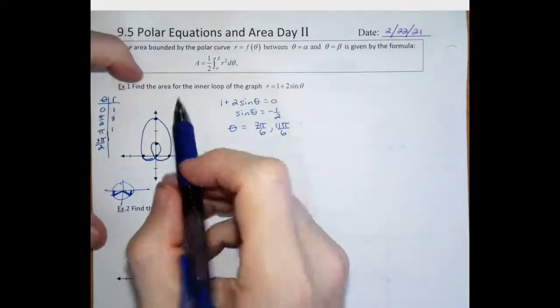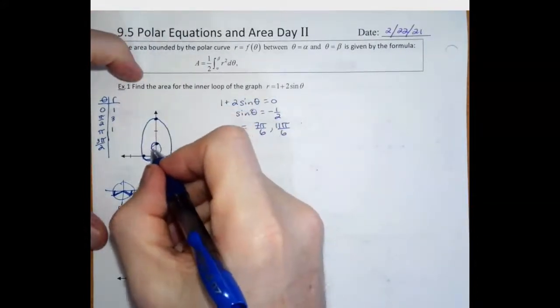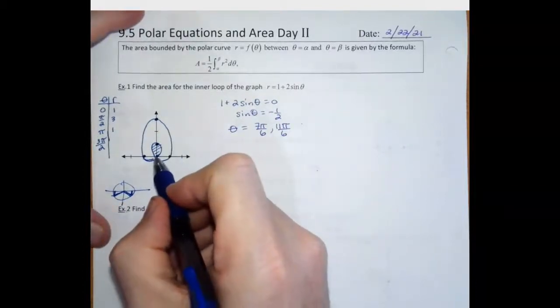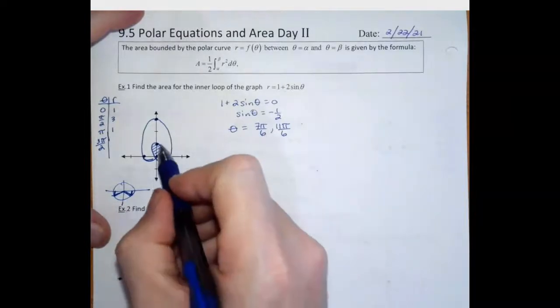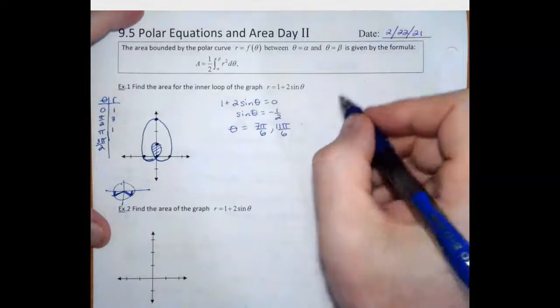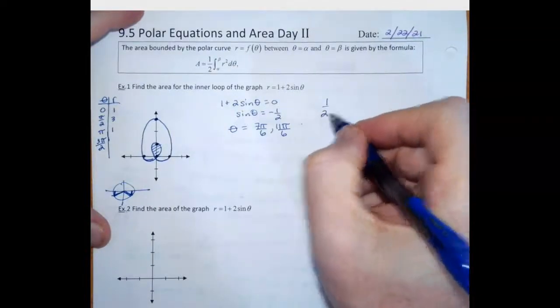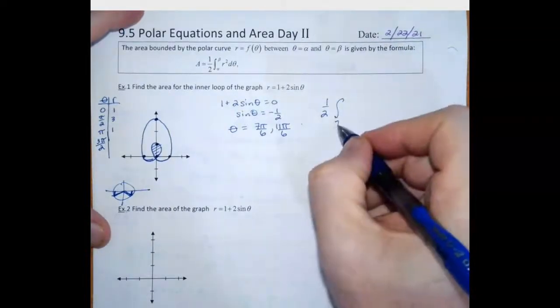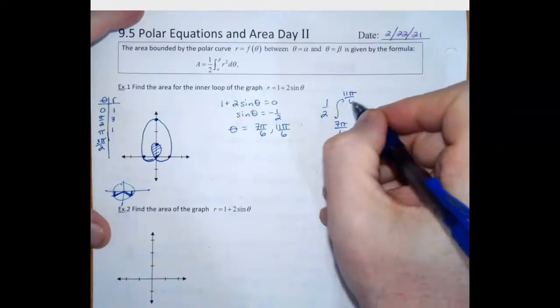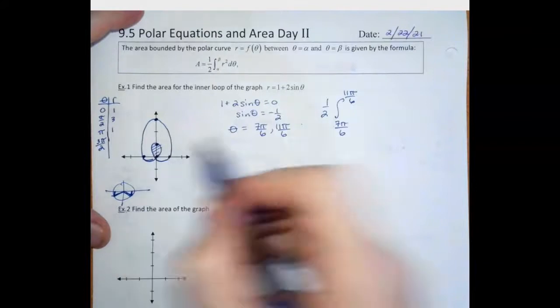So here, the question is asking for what's the inner loop of the graph. So it's asking for that little part here. So we hit 0 here at 7 pi over 6, and then we're back to 0 at 11 pi over 6. So those are the two angles that we want. So we're going to have 1/2, which is just the formula, and then 7 pi over 6 to 11 pi over 6 is just going to give us this little loop right here.